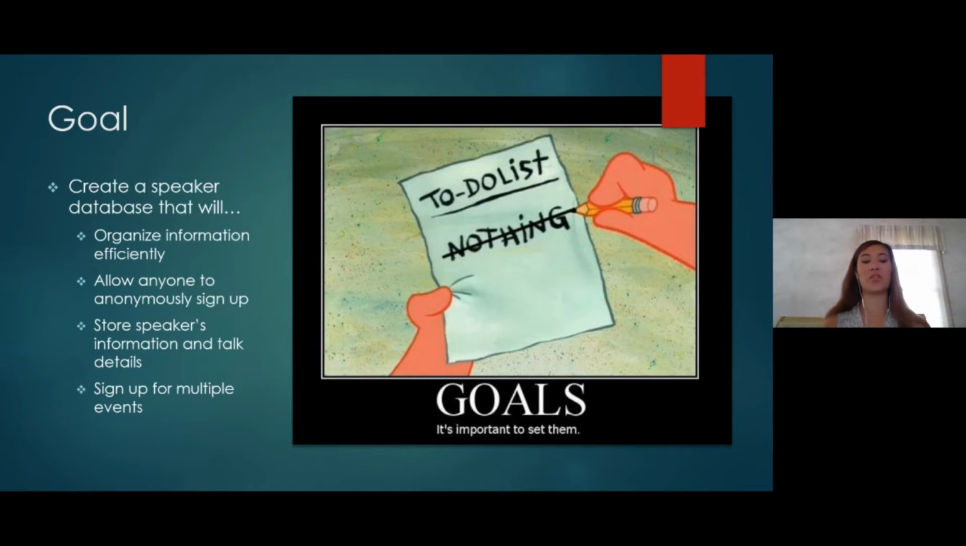Next, we wanted to store the speaker's information and talk details. Like I said, a huge problem was that we had to fill out the information over and over again. So instead of having to do that, we wanted, after they fill it out once, their information to already be stored to access again. And lastly, we wanted them to be able to sign up for multiple events at once. Like I said before, they had to fill it out again and again, and we wanted to avoid that.